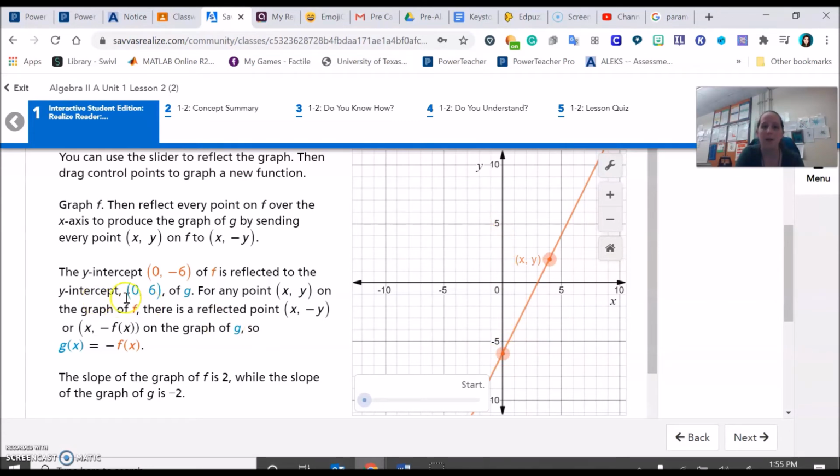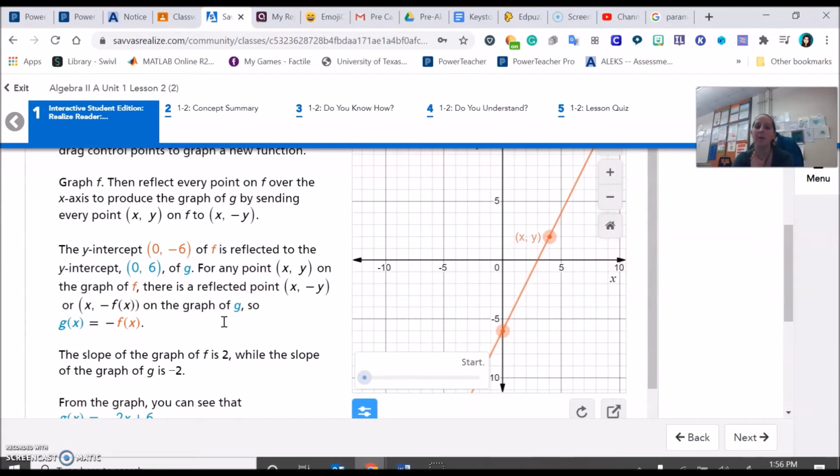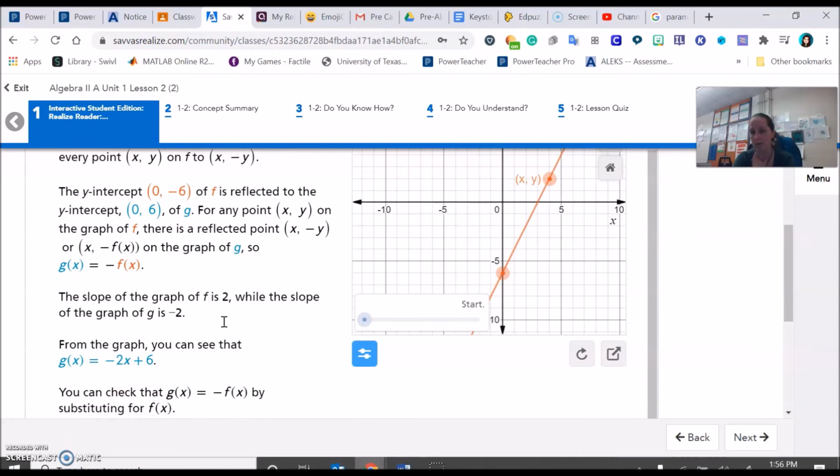For any point (x, y) on the graph of f, there is a reflected point (x, -y), or (x, -f(x)), on the graph of g. So g(x) = -f(x).